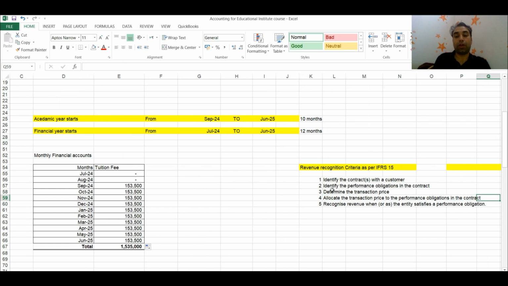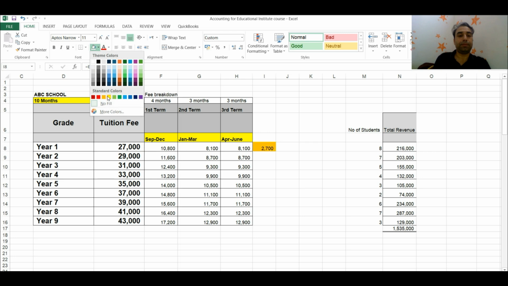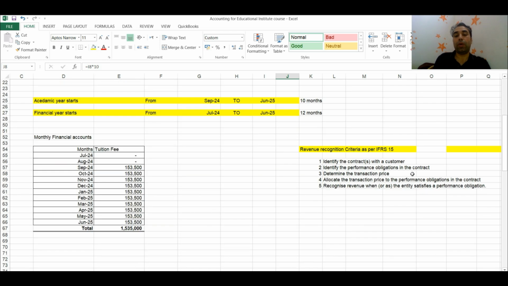In the contract, our performance obligation is providing the services on a term basis, term 1, term 2, term 3. This is the total. So if we divide this by 10, this will be our monthly performance obligation, right? And this total months are 10, so this into 10, 27,000. Now this is very important.